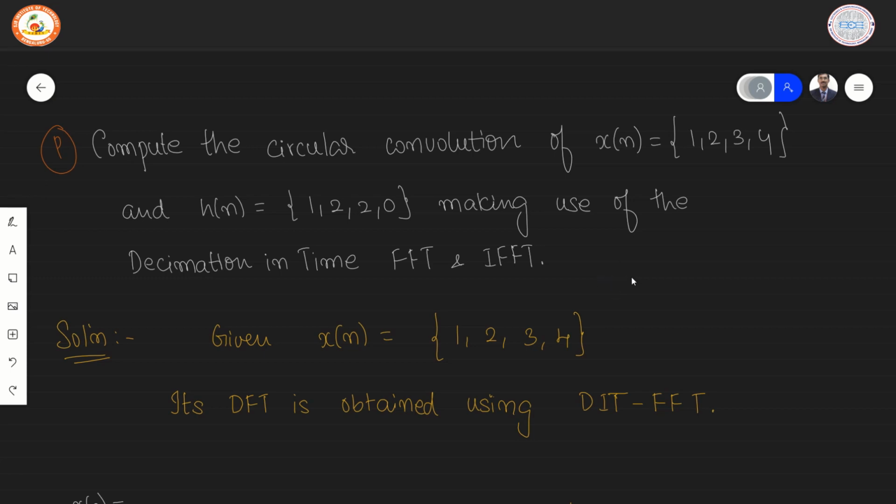Let us consider an example of usage of FFT and IFFT of n equals 4. This particular problem asks you to compute the circular convolution of 2 given sequences x of n and h of n, making use of the DIT method of finding the FFT and IFFT. The method is very simple. First we have to compute the FFT of x of n, then we have to calculate the FFT of h of n, multiply the individual outputs, and then calculate the inverse fast Fourier transform.